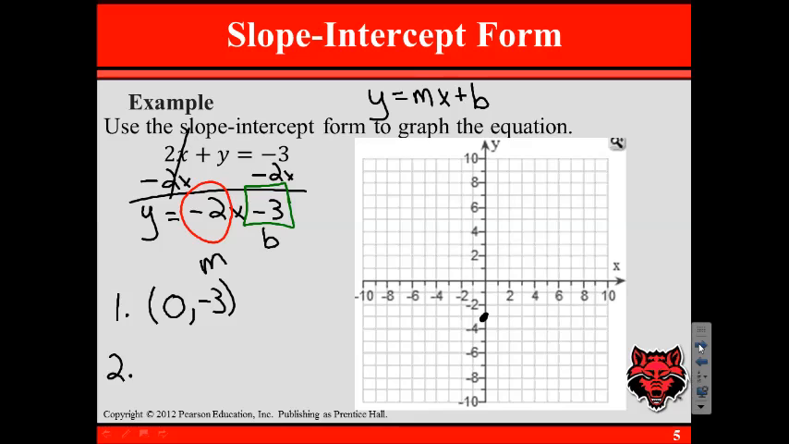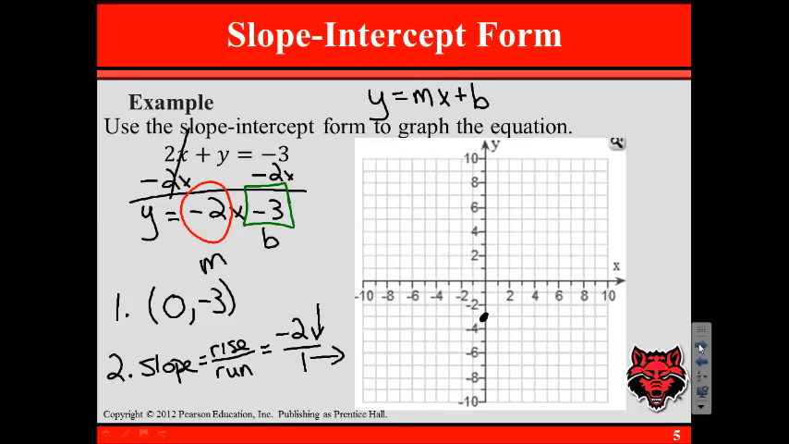Let's remember that the slope can be defined as rise over run. Here, our slope is negative 2, so we have to change it to make it look like a fraction. So we write it over 1, so we have negative 2 over 1. And because 2 is negative, we will actually go down. So we'll have to go down 2 units. And then we will go to the right 1 unit.